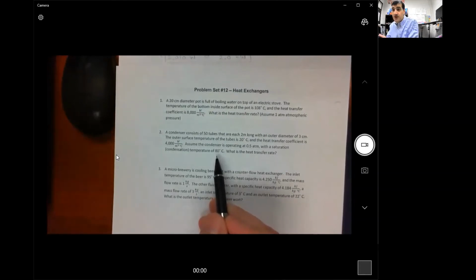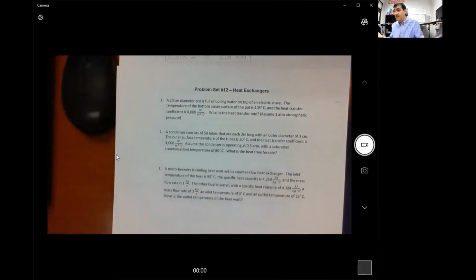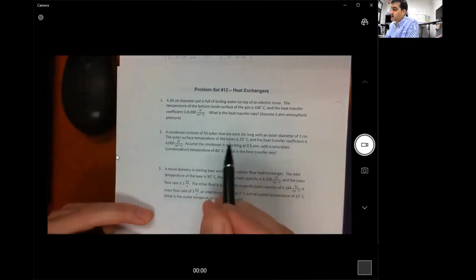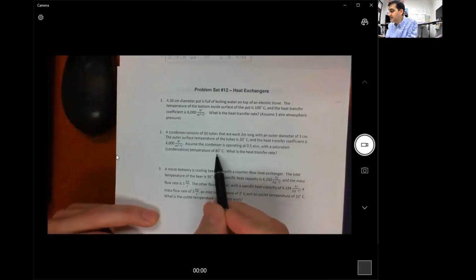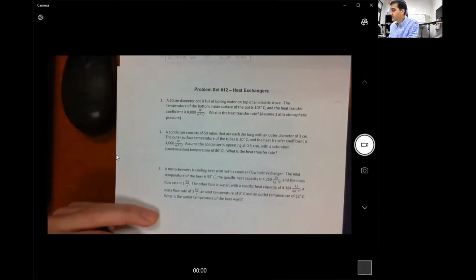So normally boiling and condensation occur at 100 degrees Celsius if we're talking about sea level or about 1 atmosphere. But since we have a lower pressure, condensation will happen at a lower temperature. So once again, what's the heat transfer rate?